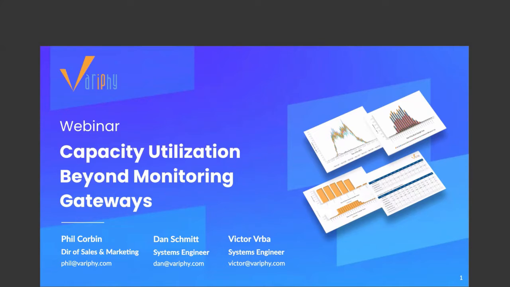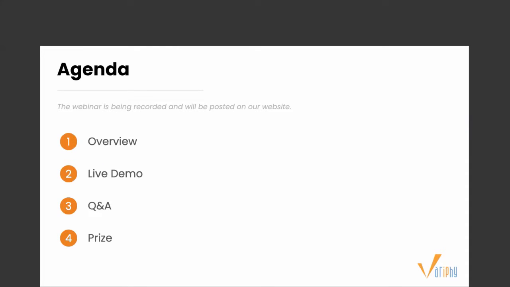And in today's webinar, we're going to cover Cisco CDR reporting, more specifically, how you can easily build capacity utilization reports for device pools, operators, beyond gateways, so outside gateway info. We're going to start off with a quick overview of Variphy, what we do. We're going to jump into a live demo, show you an in-depth view of our CDR reporting, capacity utilization reports.